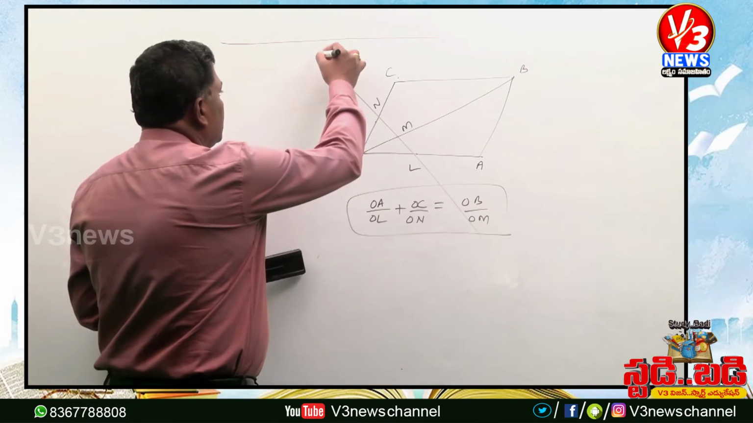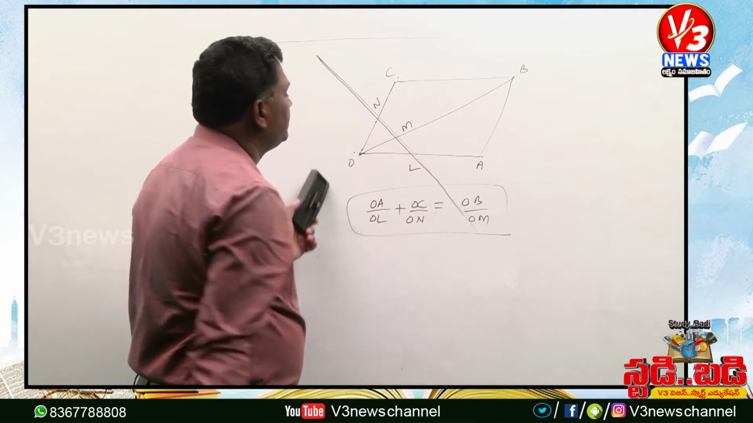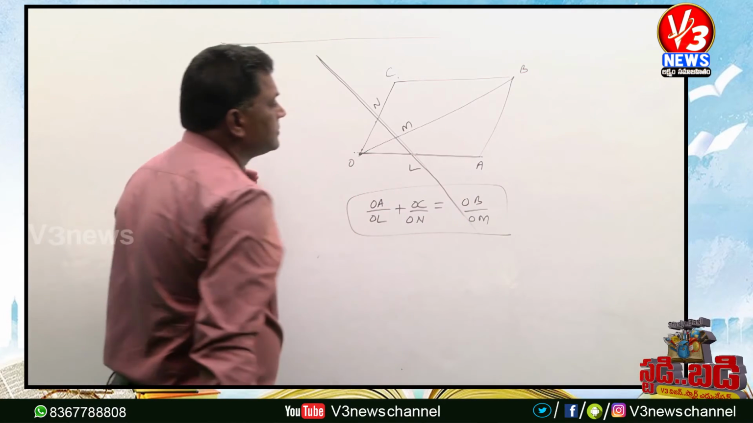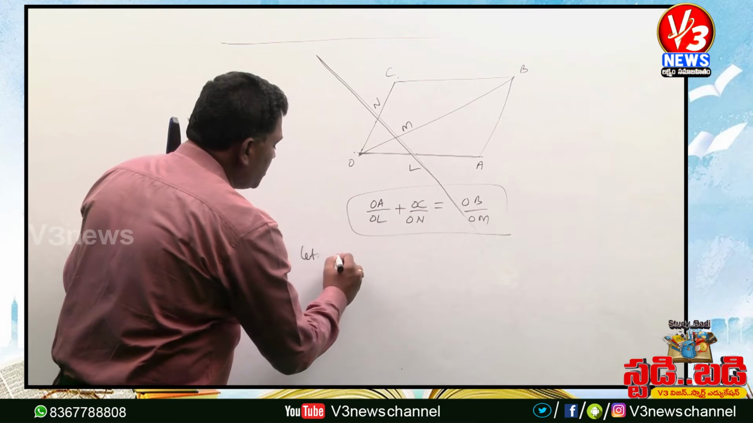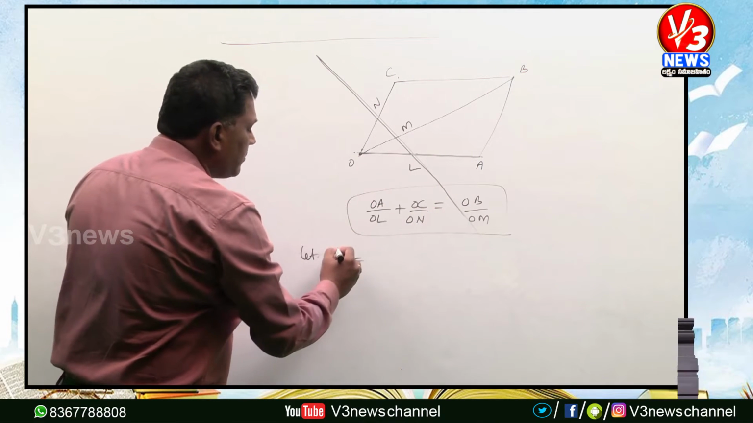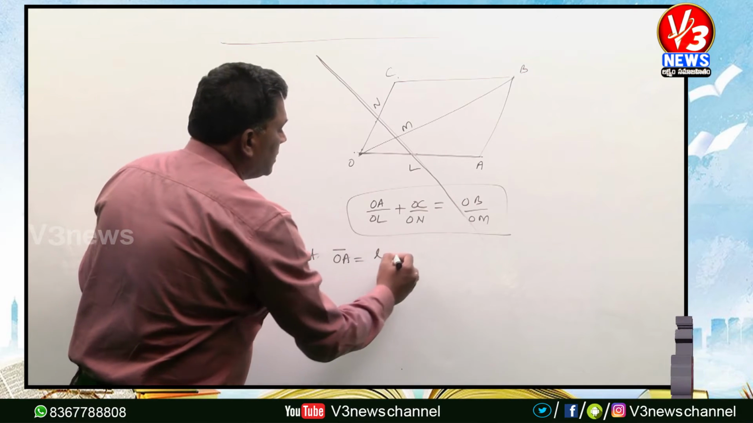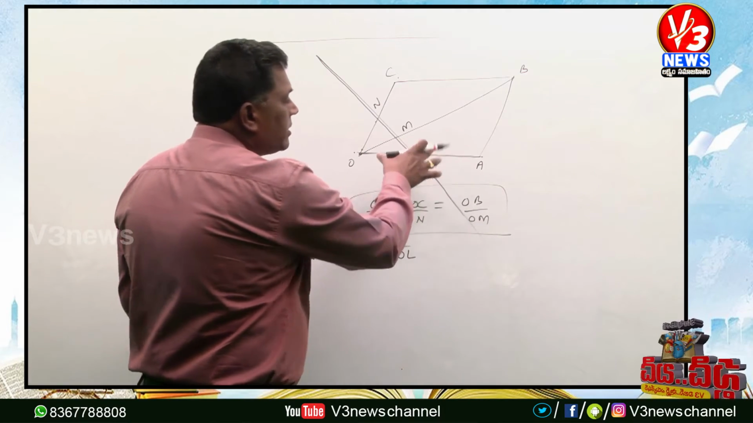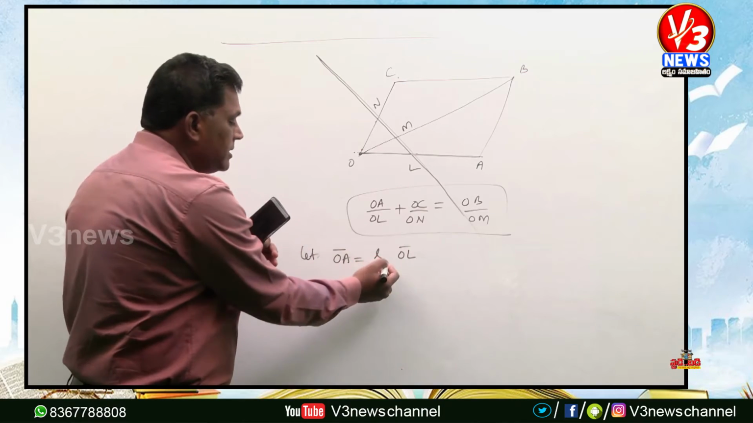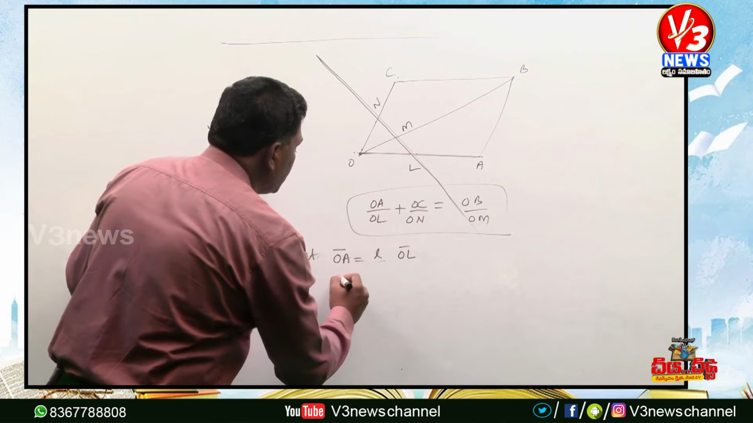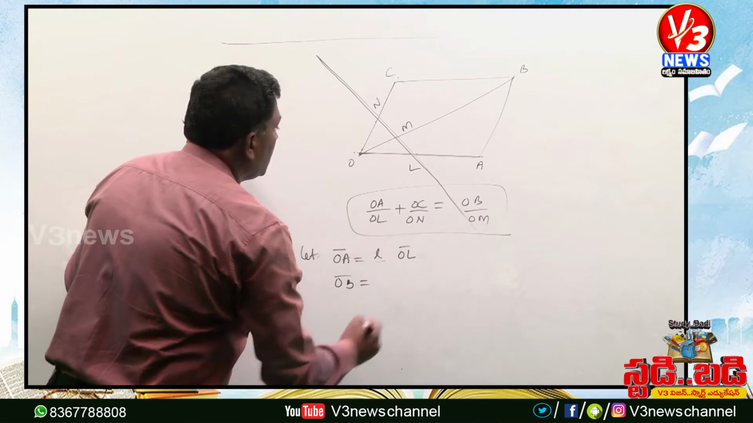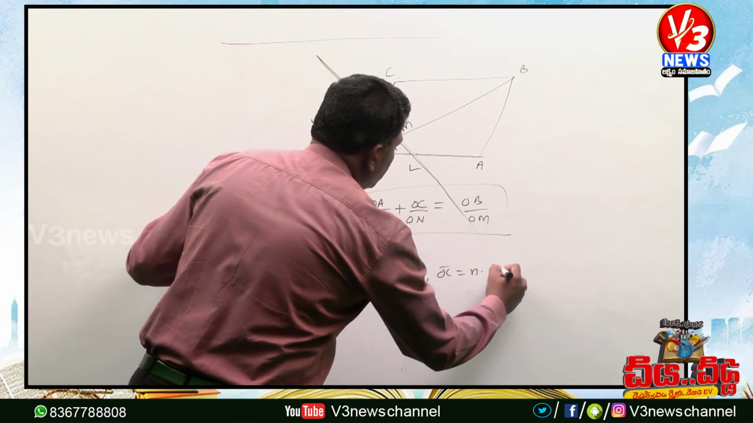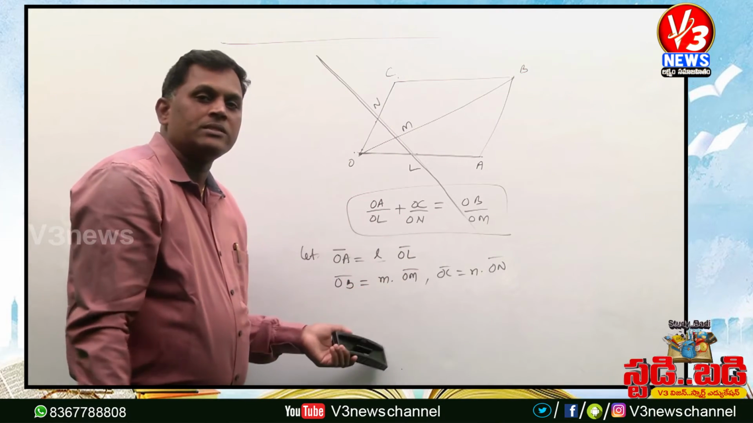Here, this is the randomly chosen transversal I said. Now OL and OA are collinear vectors. Let us assume vector OA bar equals some L into OL bar, where L is some constant, because these two are collinear vectors, we can express one in terms of the other with some lambda. L is a randomly chosen constant. Now OB bar equals some M into OM bar and OC bar equals some N into ON bar. We are assuming this step first here.